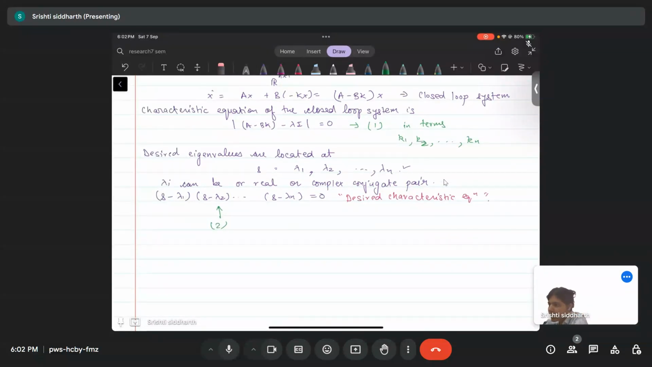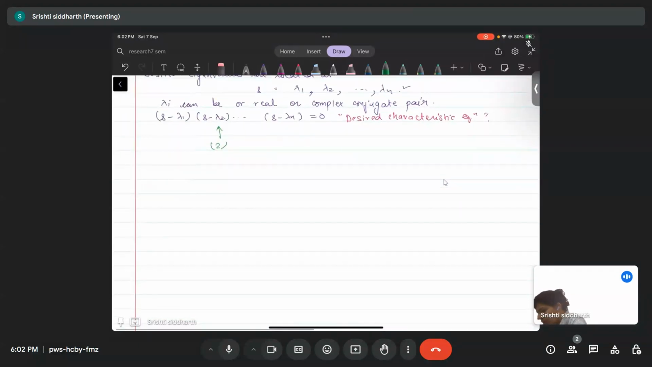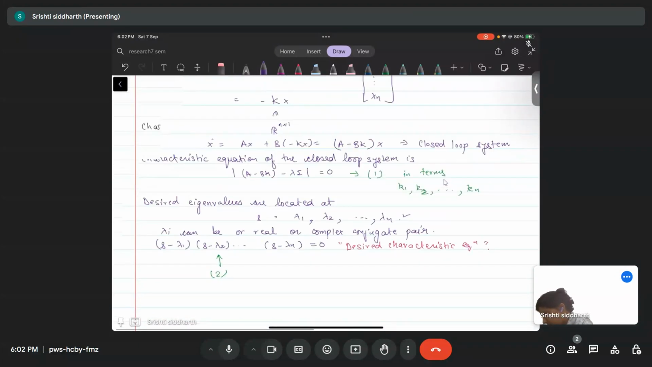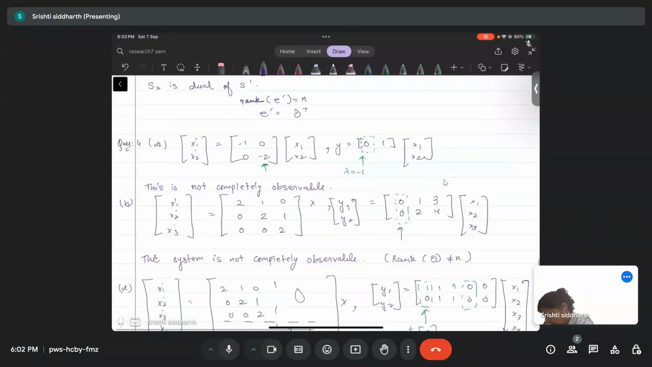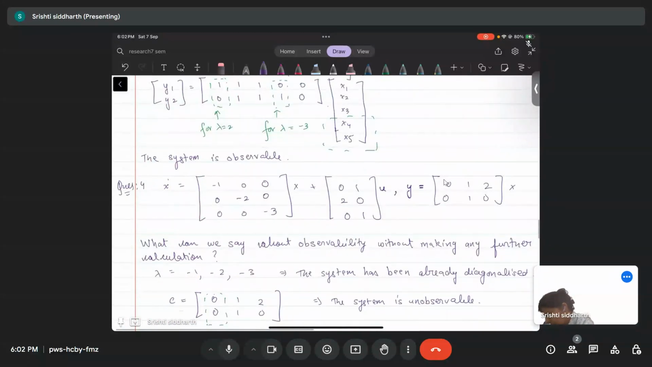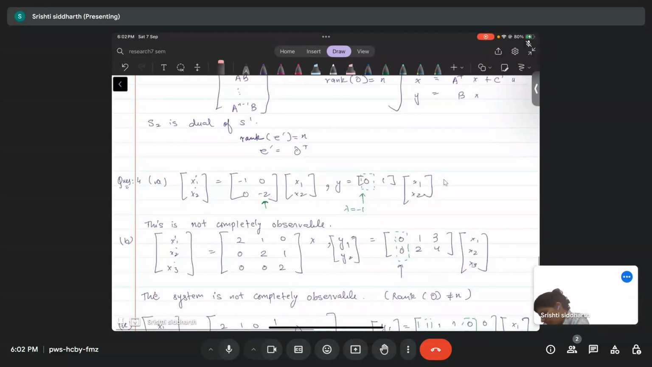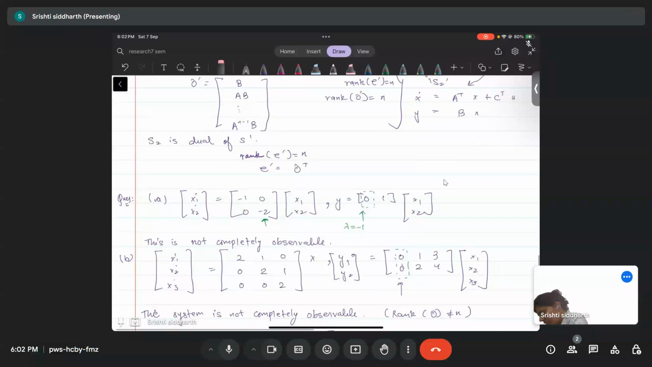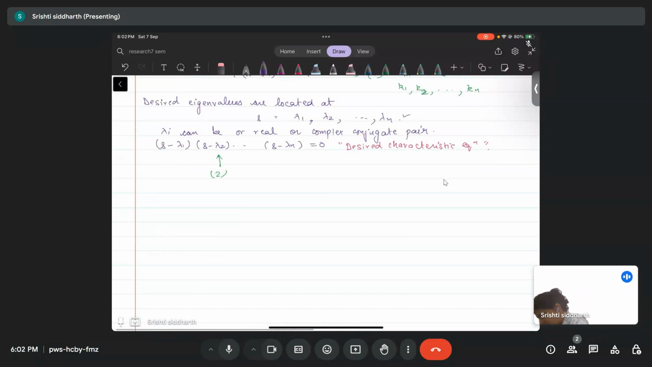Okay, so let's look at a question. This was the fifth question. Alright, so let's say that we have the following state space model. X dot equals [0, 1; 0, 0] x plus [0; 1] times u.